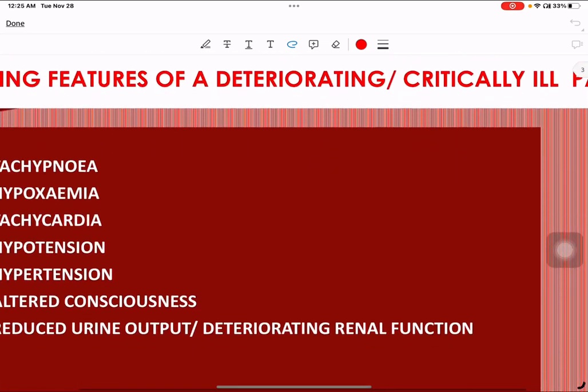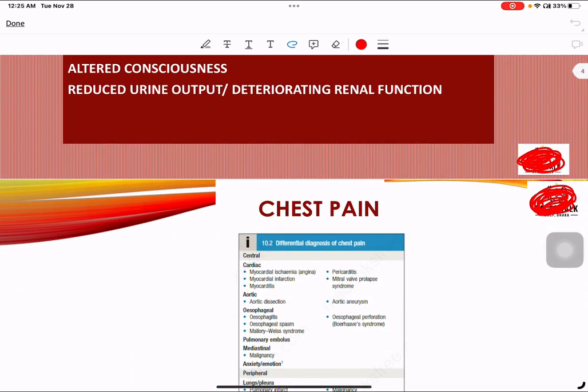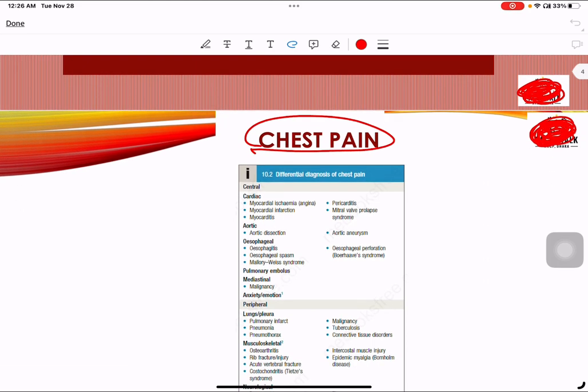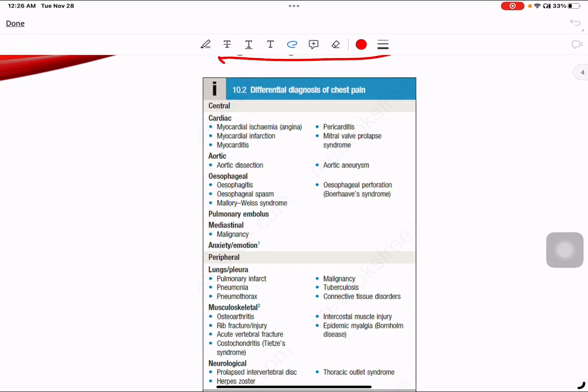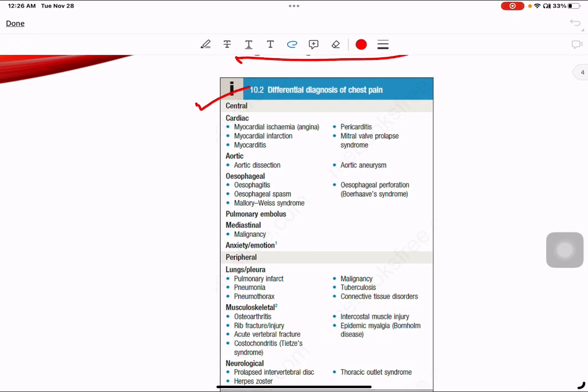Now we will discuss the presenting problems one by one. Firstly, we will discuss chest pain. A patient may present with chest pain, and we must bear in mind that chest pain may be central or peripheral. What are the causes of central chest pain?